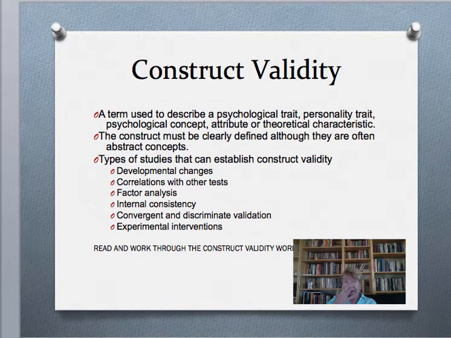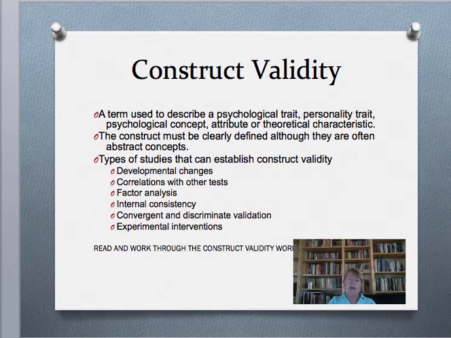And the types of studies that we use to establish construct validity are: we look for developmental changes, we look for correlations with other tests that represent that construct, we look at something called factor analysis, we look at internal consistency, which is item consistency, we look at convergent and discriminative validation, and we look at experimental interventions. Phew, that sounds like an awful lot.